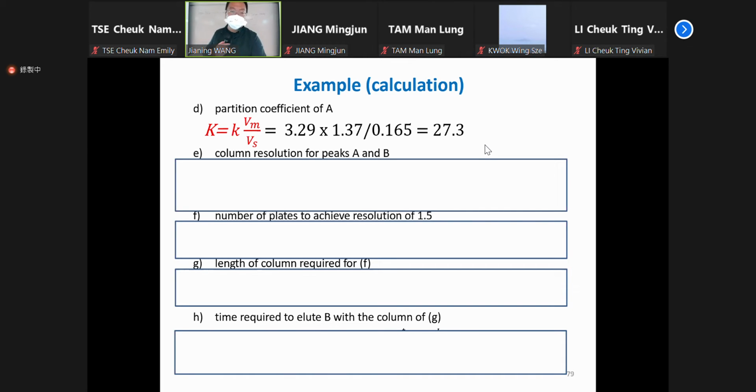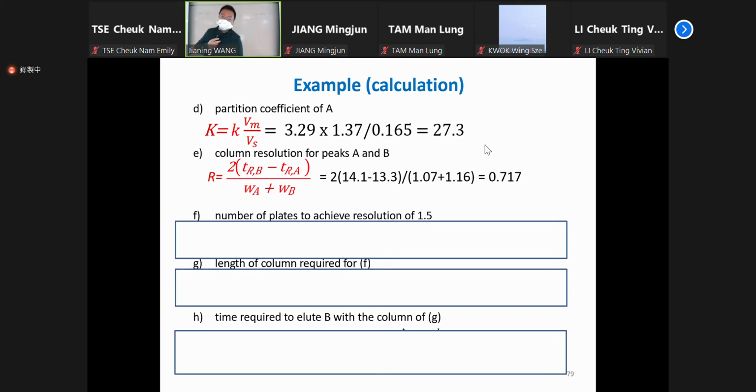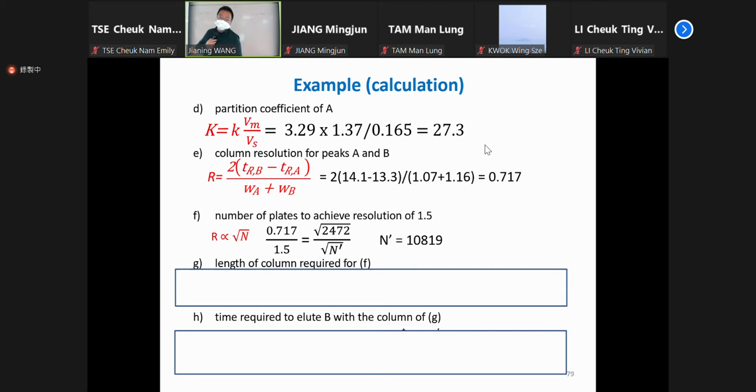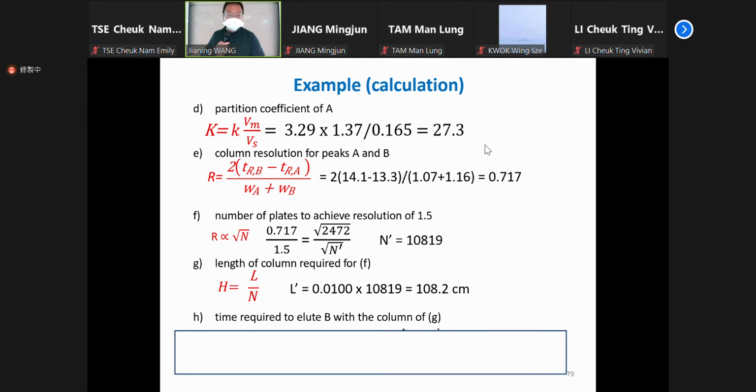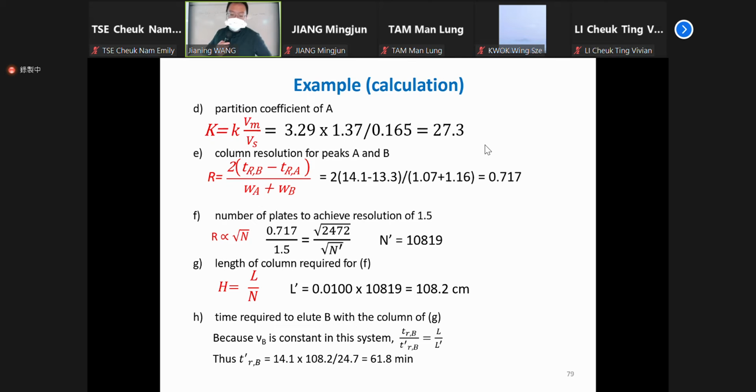still calculate the resolution through the retention time and the peak width. So this question is similar. So all the following questions are similar. So we can still use this simple relationship to calculate the new N number and the new length of column required, and also the new retention time we should have.